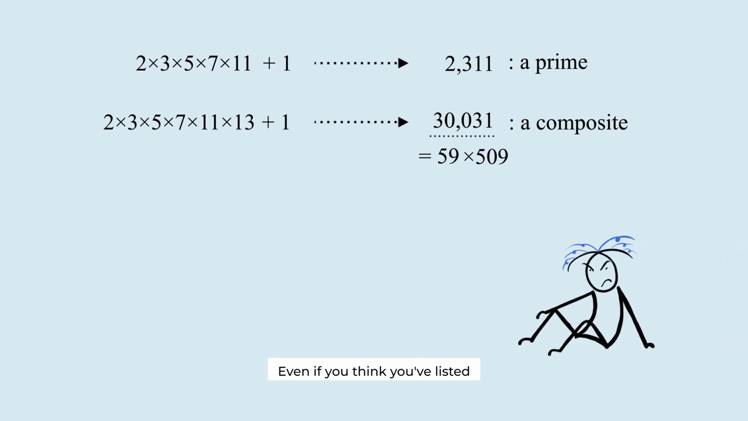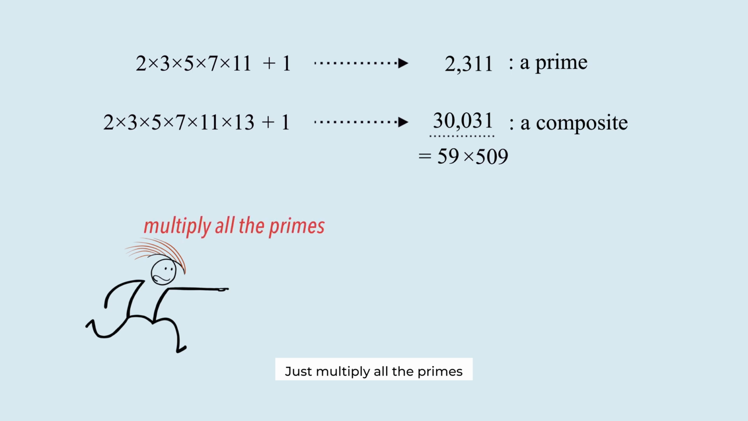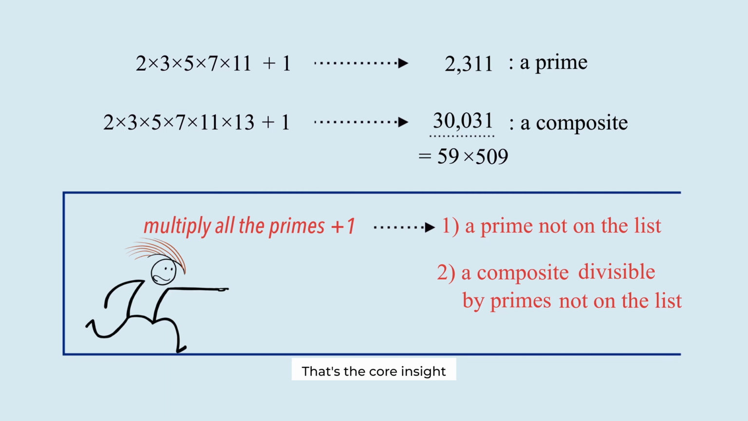Even if you think you've listed every prime that exists, I can still show you a new one. Just multiply all the primes on your list and add one. That new number will either be a prime not on your list or a composite that's divisible by primes not on your list. That's the core insight behind Euclid's proof.